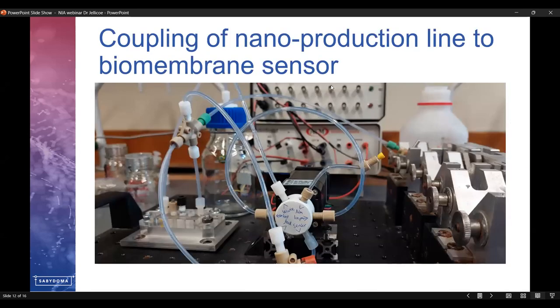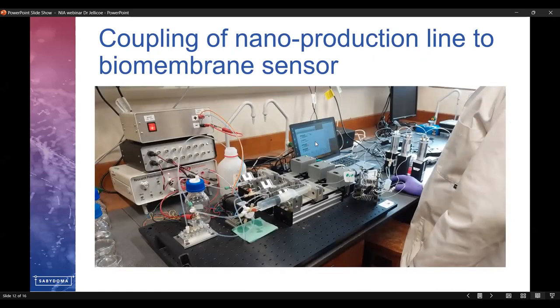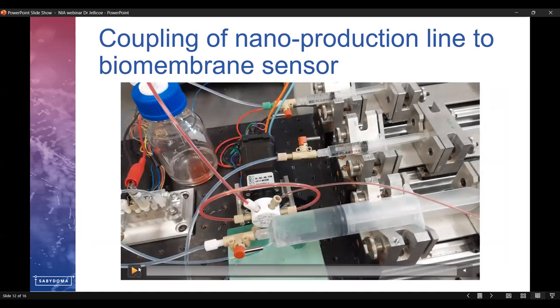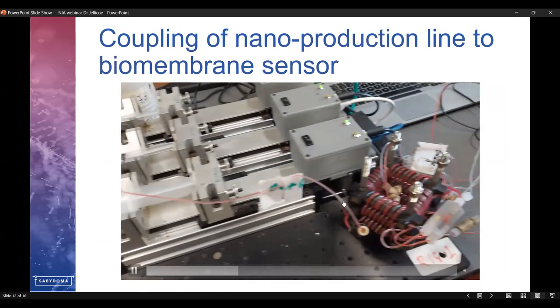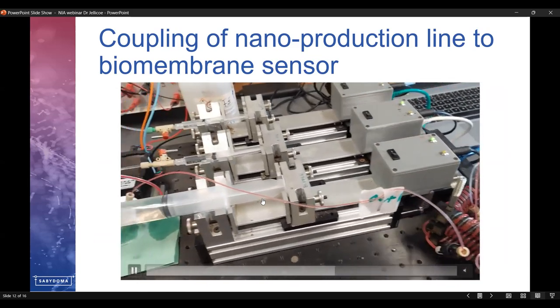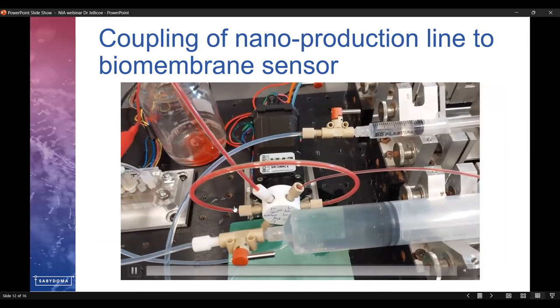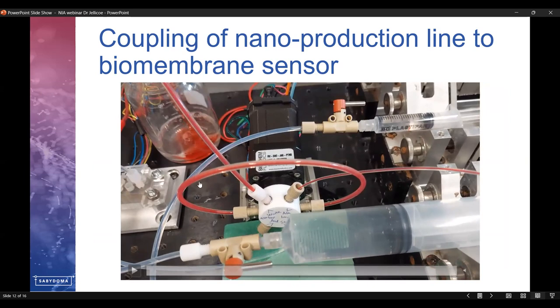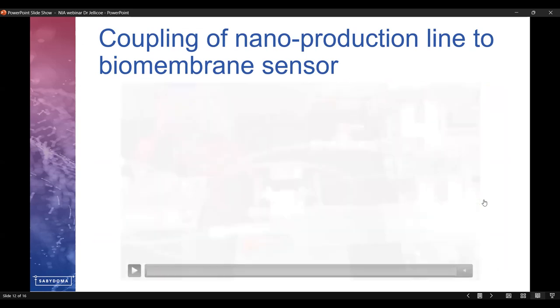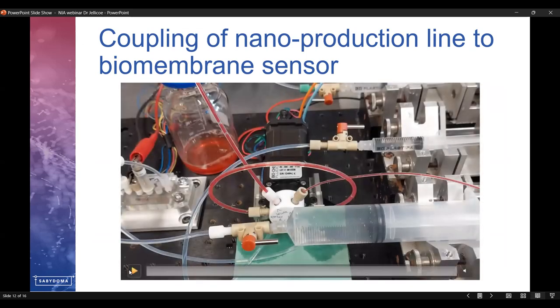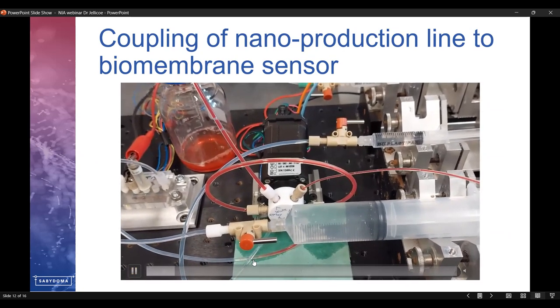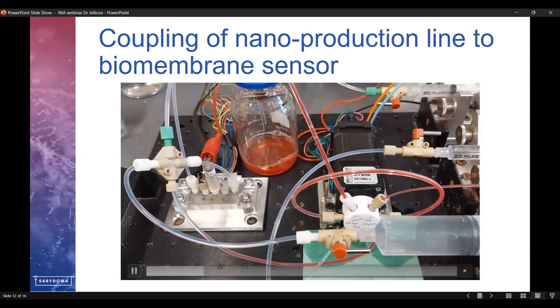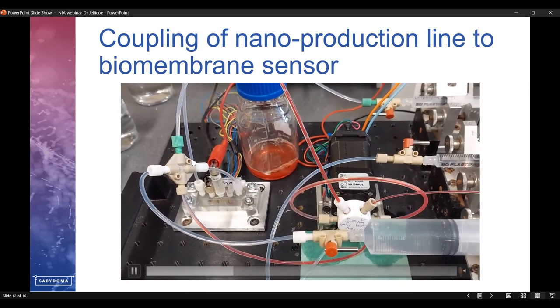So what I'm just going to show here is the coupling of the nanoproduction line to the biomembrane sensor. Here we have the nanoproduction line on the right-hand side and the sensor on the left-hand side, with a lab computer controlling all of this. We use a Vici switch valve, which allows for the injection of the nanomaterials. We use red dye in this case to show it, passing through a sample loop, which usually goes into waste, but if we find nanoparticles using the inline UV-vis spectra, it will then pass through this line, which will then be passed through the cell, the biomembrane sensor.